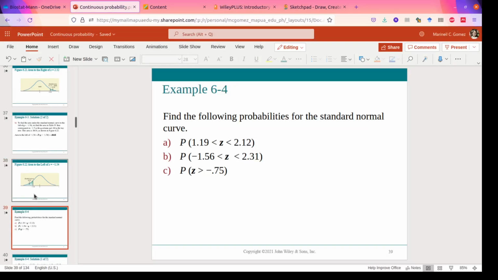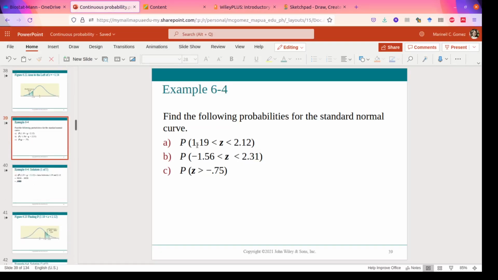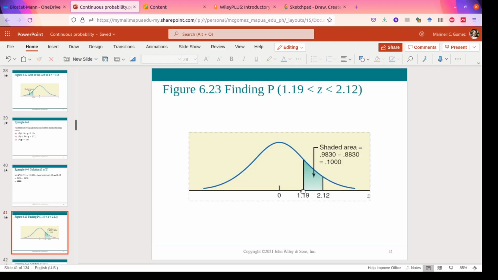So let's look at more examples. Between 1.19 and 2.12, what's the probability of getting a value between 1.19 and 2.12? So these are the z values. So this is 1.19 and this is 2.12. Now, we are looking for the area in between them because again, the probability is the area beneath the curve between 1.19 and 2.12.